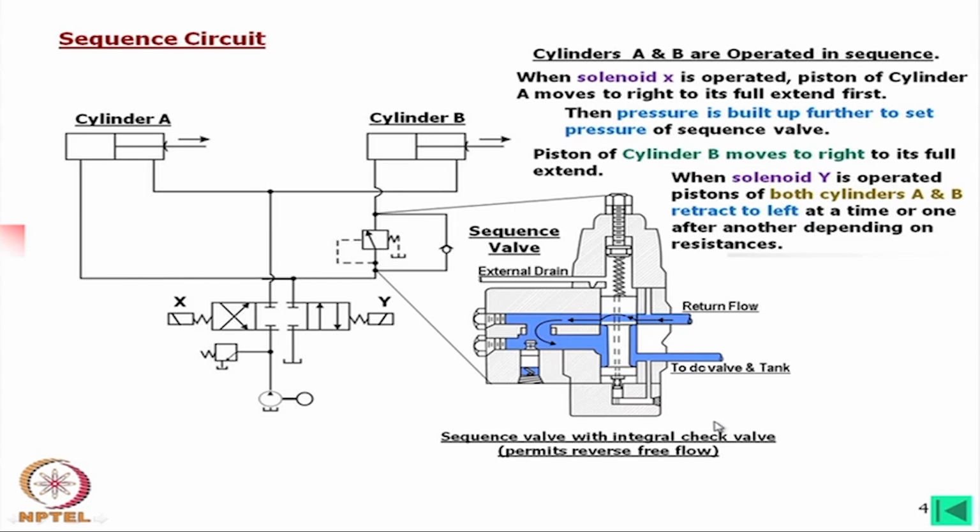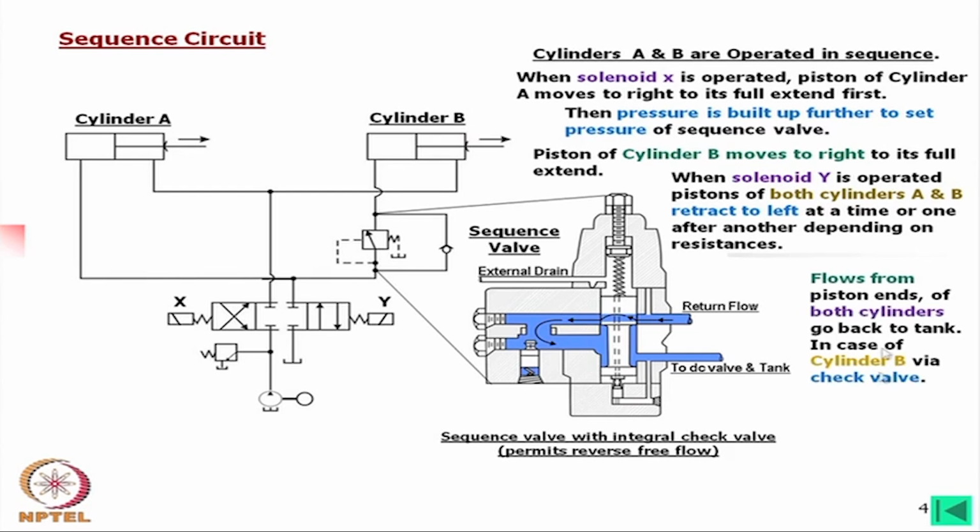Sometimes we may need to operate cylinder B out of sequence. In that case, this path is connected. Now, flow from piston ends of both cylinders goes back to tank in cylinder B via the check valve. So, this is for the return path, I have written this note.